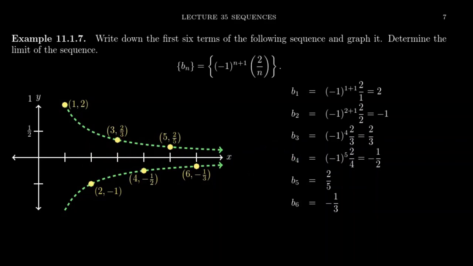In terms of numerics, if you plug in n equals 1, just ignore the negative 1 for a moment. If you plug in 1 here, you're going to get a 2. Plug in 2, you get a 1. Plug in 3, you get 2 thirds. Plug in 4, you get 1 half. And so you see this happening.